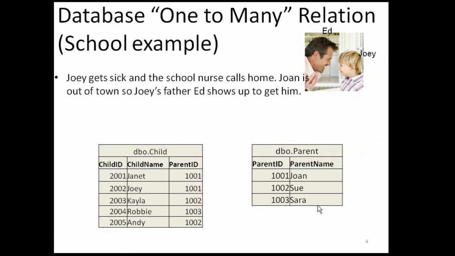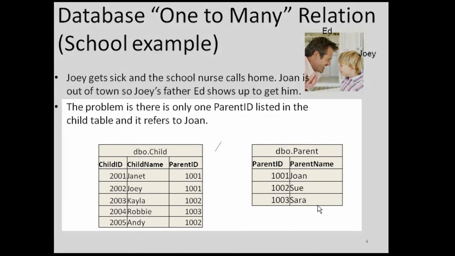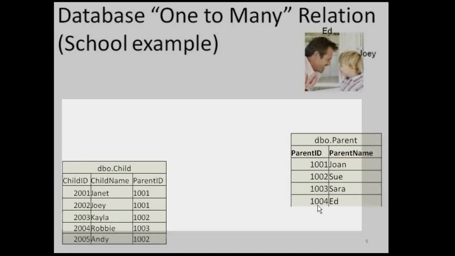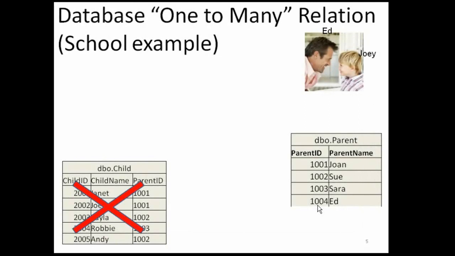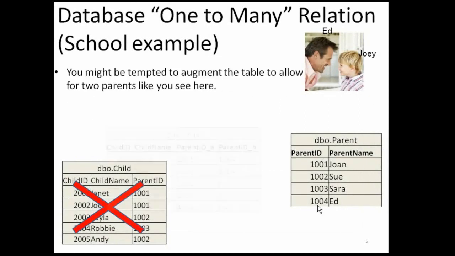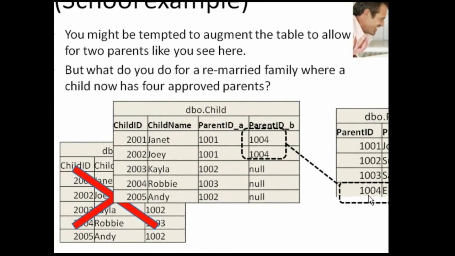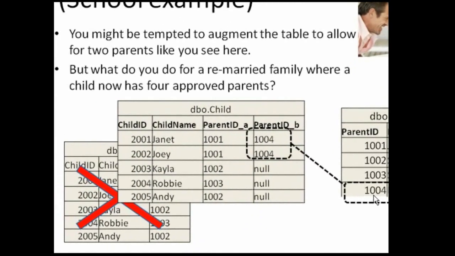Joey gets sick and the school nurse calls home. Joan is out of town, so Joey's father, Ed, shows up to get him. The problem is there's only one parent ID listed in the child table, and it refers to Joan, not Ed. So this doesn't quite scale enough to handle both parents. You might be tempted to say, well, let's have a parent ID A and a parent ID B, and then look it up that way. All right. That works for a little while, but what do you do for a remarried family where a child now has 4 approved parents?